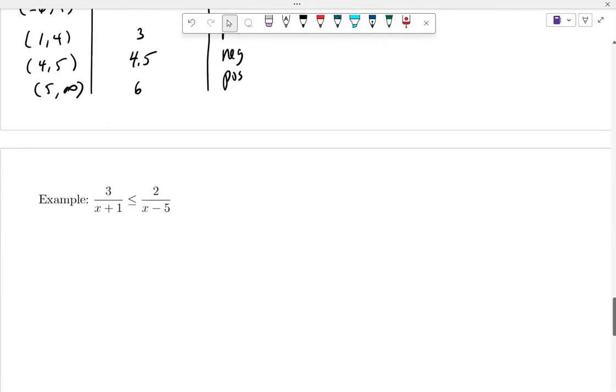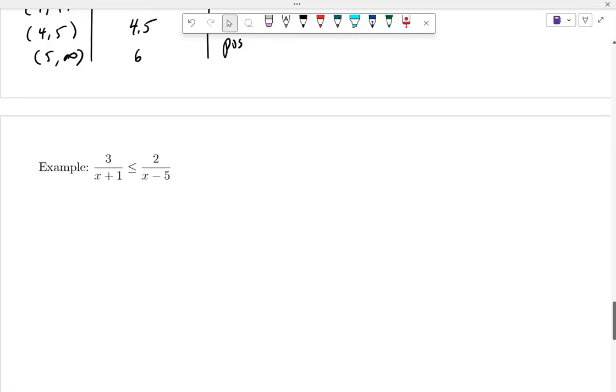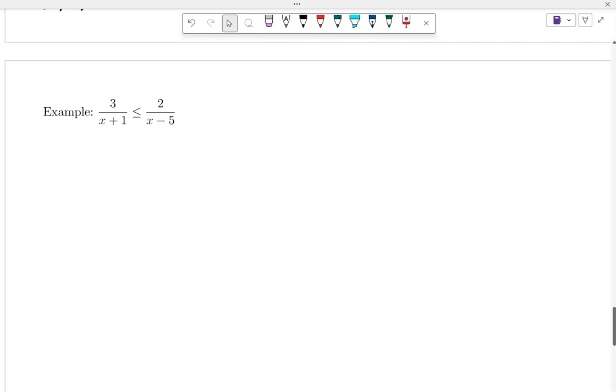All right. I want to just start the next one. We won't finish it just because of time here. But are we okay with that one? All right. Now, at the beginning of all of this, I told you that you want to approach these like you do the polynomials, right? You want to get 0 on one side, correct? Okay. So to do that, I need to move one of them to the other side, correct? Okay. So I'll just move the 2 over x minus 5 to the left.